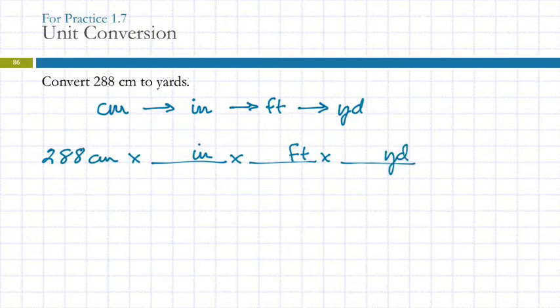You see that? I'm just copying the path down into my equation. I'm trying to get rid of the unit centimeter. And so in this fraction, I want to divide by centimeters because centimeters divided by centimeters cancels out. In the next term, I want to divide by inches, so the inches cancel out. And in the final term, I want to divide by feet, so the feet cancel out.